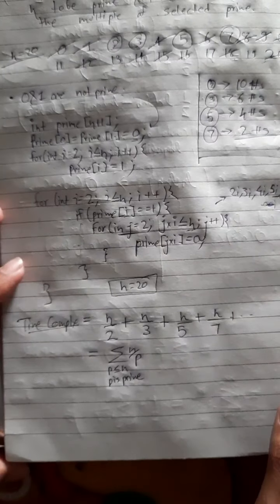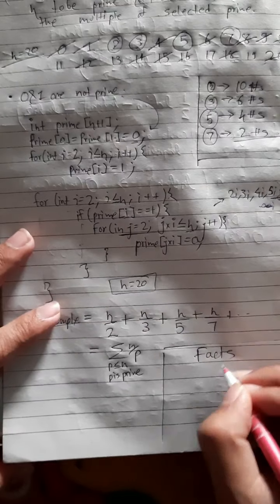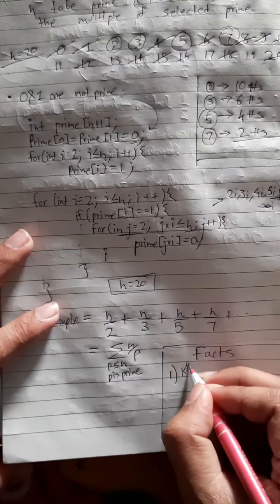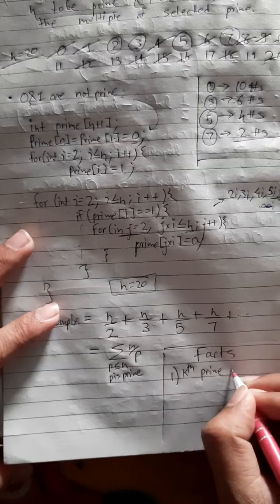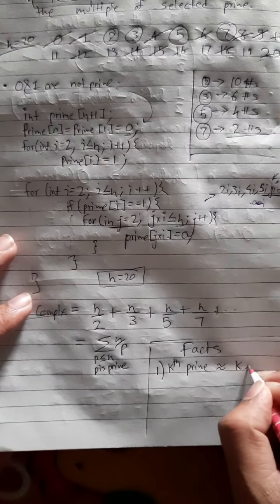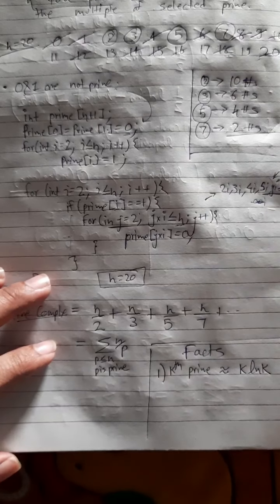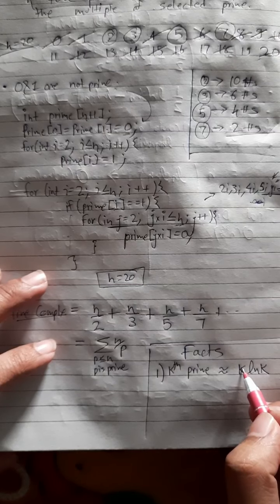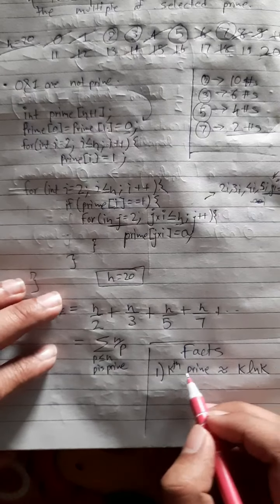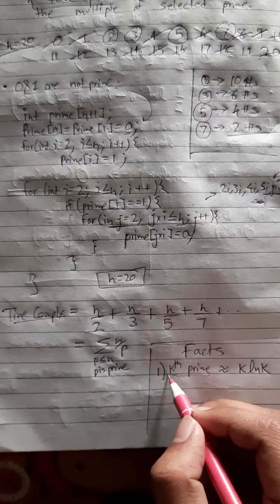Now to further get the simplified expression of time complexity of sieve of Eratosthenes, we have to take into consideration a few facts. The first one is the kth prime is approximately, it's not strictly equal to, but it's approximately equal to k ln k. Alright, so the first prime is obviously, we all know, 2, but 1 into ln 1 will be 0, so it's not valid for all, but it is very much accurate for large values of k.